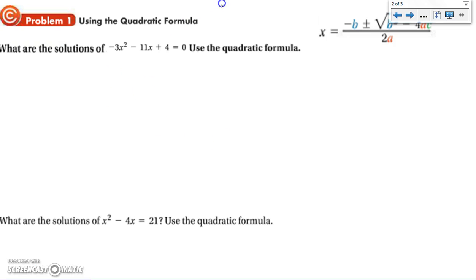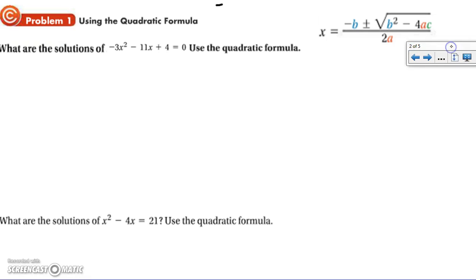Alright, here's the first one. What are the solutions of negative 3x squared minus 11x plus 4 equals 0? Use the quadratic formula. So we have it again for you right over here. x equals the opposite of b plus or minus the square root of b squared minus 4ac all over 2a. So let's start by identifying our a, b, and c. a is negative 3, b is negative 11, and c is positive 4.